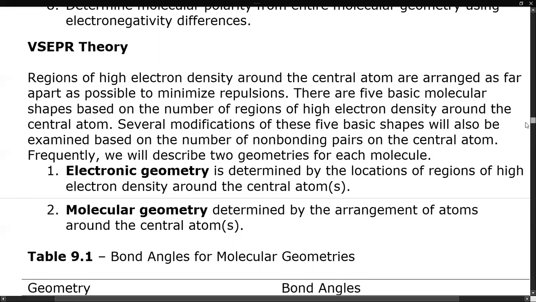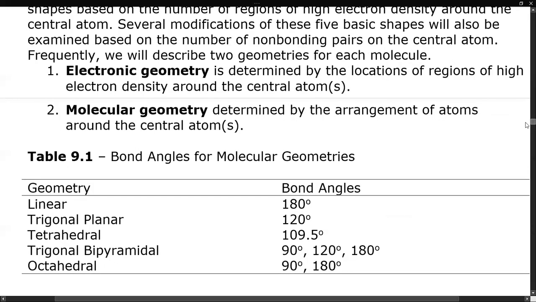There are 5 basic geometries, as we mentioned: linear, trigonal planar, tetrahedral, trigonal bipyramidal, octahedral, and they all have differing bond angles. We'll talk about the shapes here in a second. But linear is 180, trigonal planar 120, tetrahedral 109.5, trigonal bipyramidal 90, 120, and 180. And then octahedral 90 and 180. And we'll talk about how each of those angles play into the shapes.